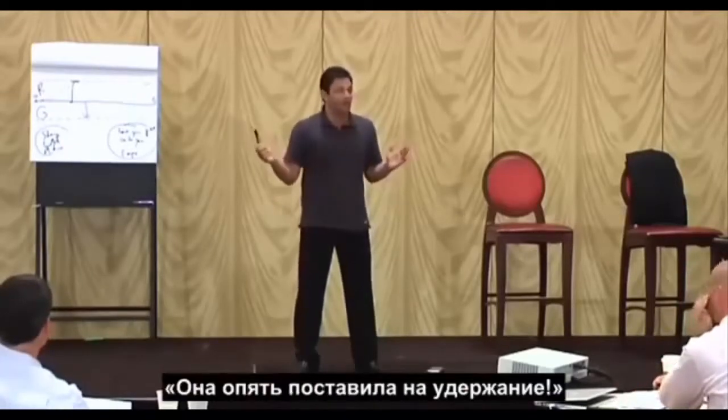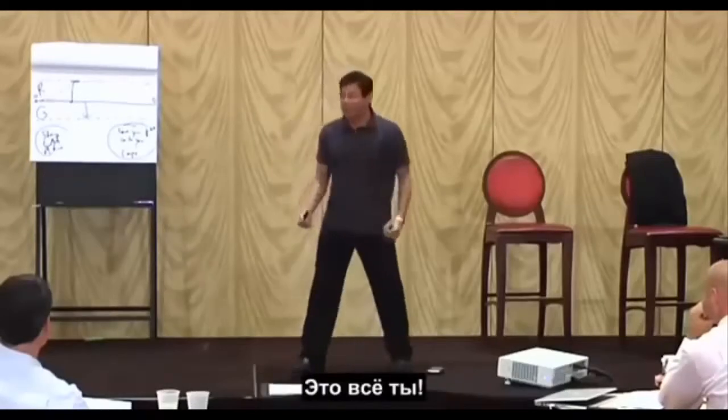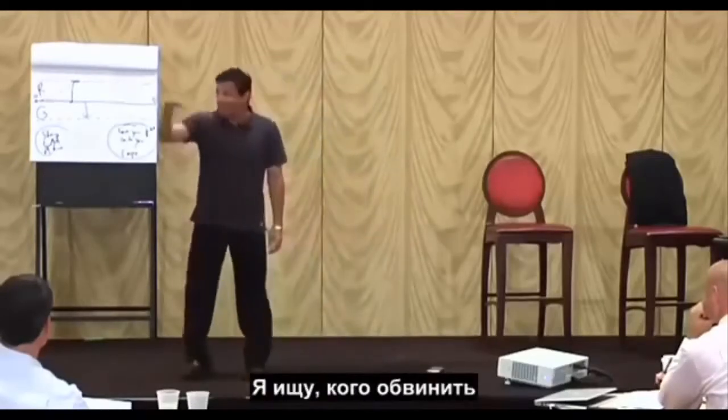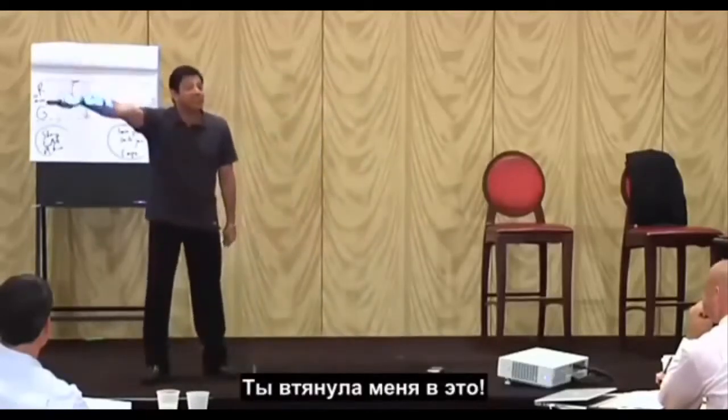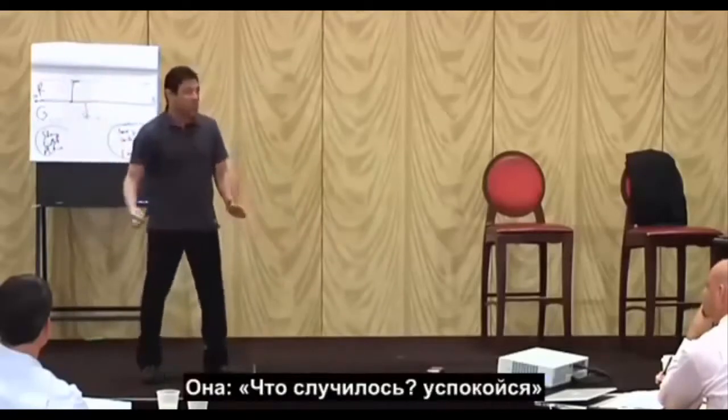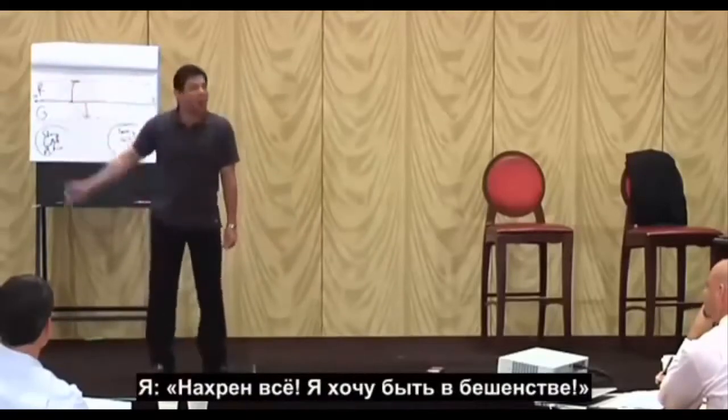Click. I'm like, oh my God, I'm on hold again. Now my girlfriend comes in. I'm like, this is you. I'm looking for blame, right? You put me up to this. You made me get life insurance, blah, blah, blah. I'm just yelling at her. She's like, what's wrong? She goes, calm down, you're losing your sleep. I'm like, screw this. I want to be pissed off, right?